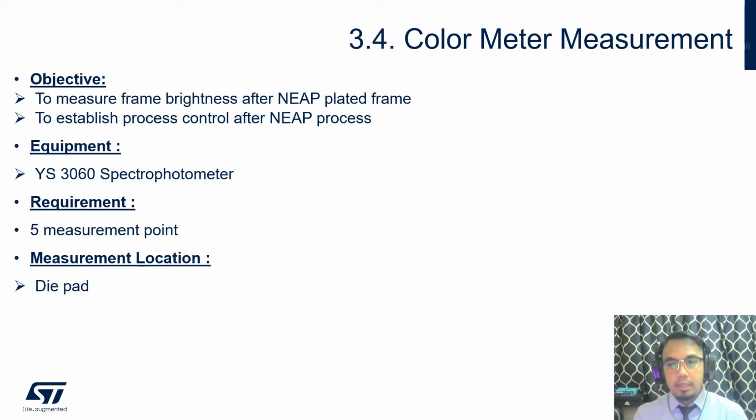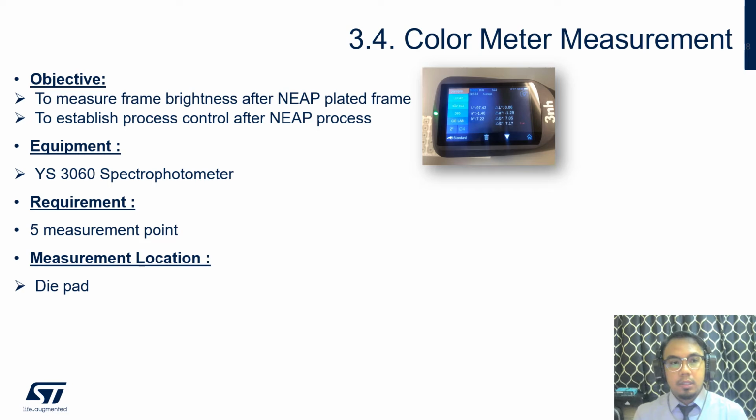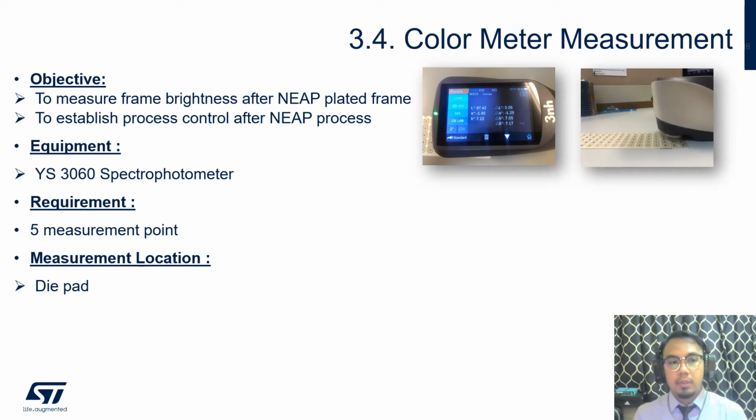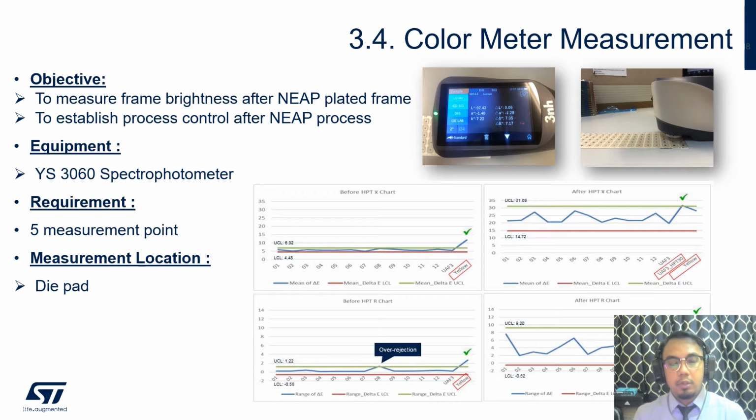So the next IPC process is the color meter measurement, which has the objective to measure the frame brightness after NiPdAu plated frame and to establish process control after the plating process. The equipment we use is the YS3060 spectrophotometer, which requires 5 measurement points, and the location measured is the die pad location.